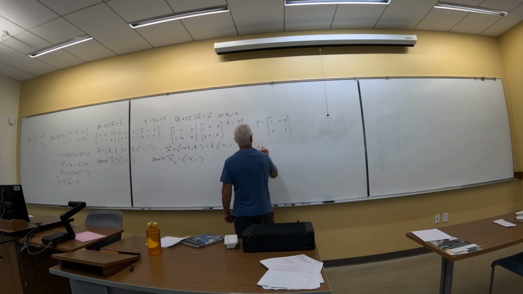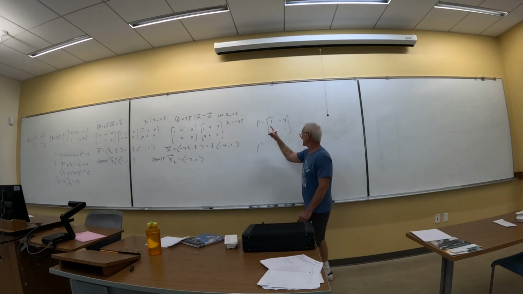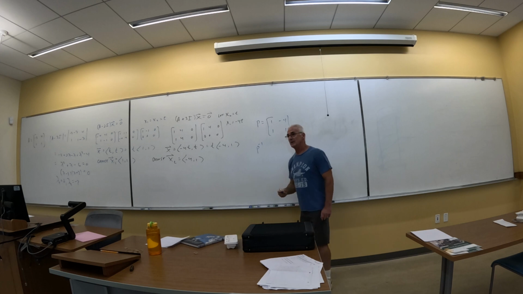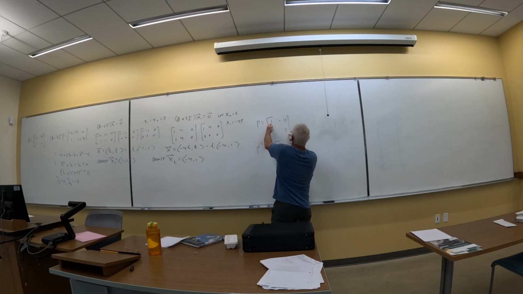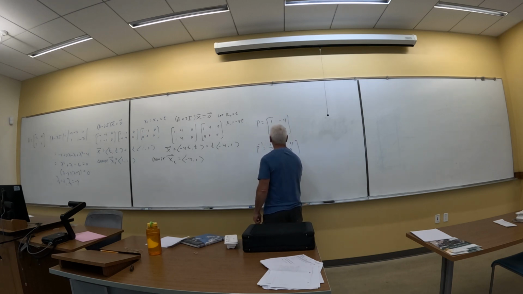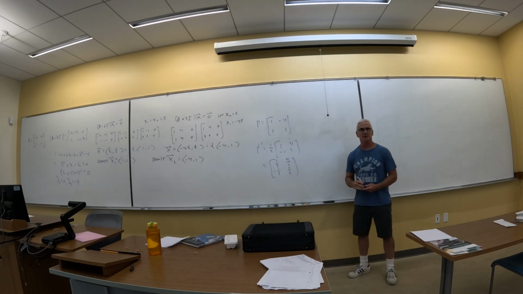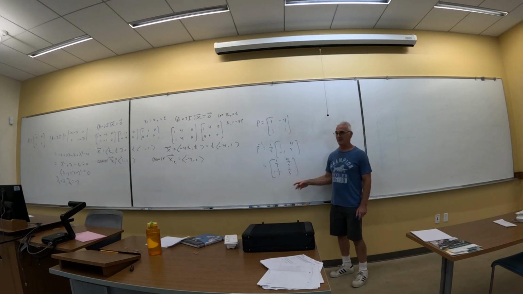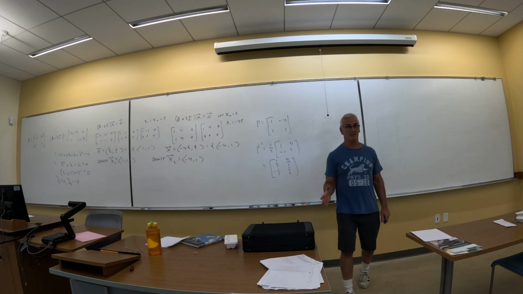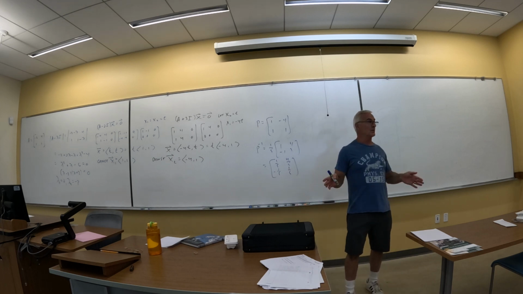Now, P inverse will be simple because this is only a 2 by 2. So what's my determinant? 5. So it's going to be 1 fifth. Remember, swap and then change the signs. I'm pretty sure I did this right. You guys okay with that? Or can I check? You can check. How do I check? Multiply them together, and what do I have to get? The identity.